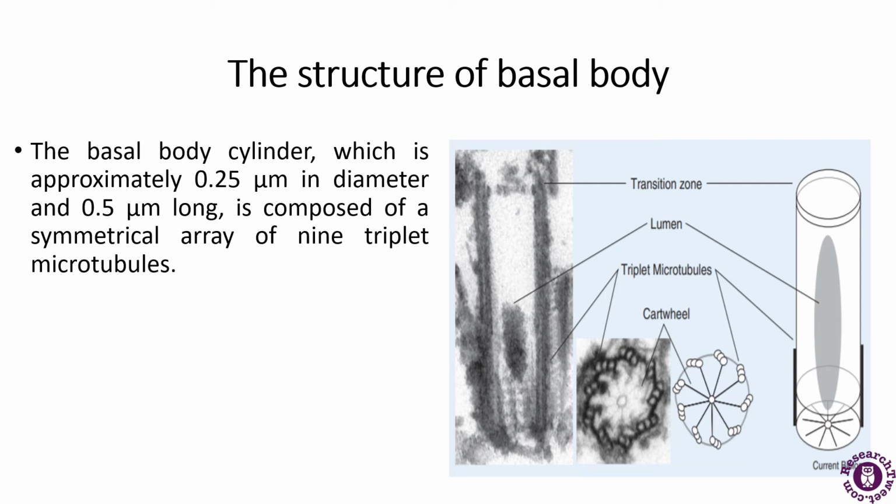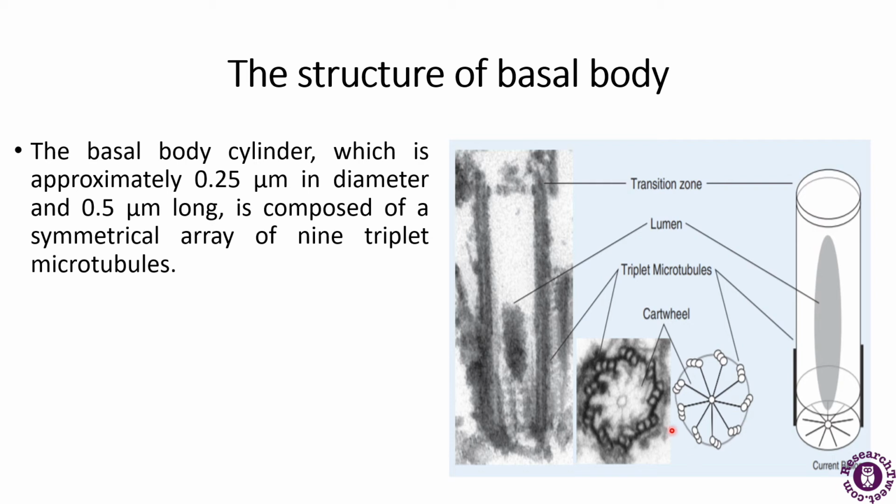Now, what is the basal body structure? The basal body appears like a cylinder, which is approximately 0.25 micrometers in diameter and 0.5 micrometers long, and it is composed of a symmetrical array of nine triplet microtubules with a 9 x 3 + 0 arrangement, similar to that of the centriole. So this is being represented here. This is the structure of the basal body.